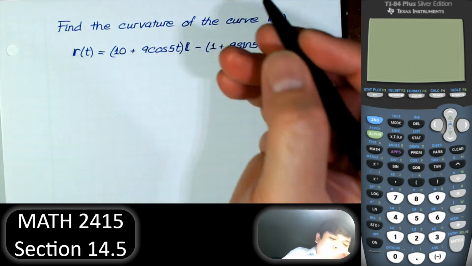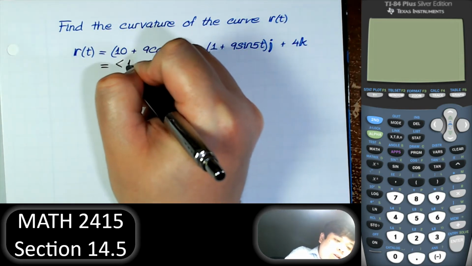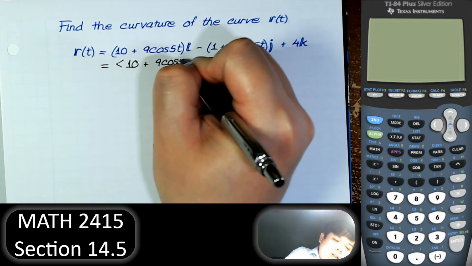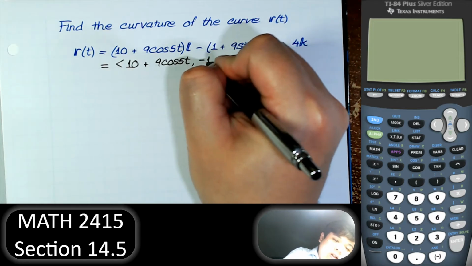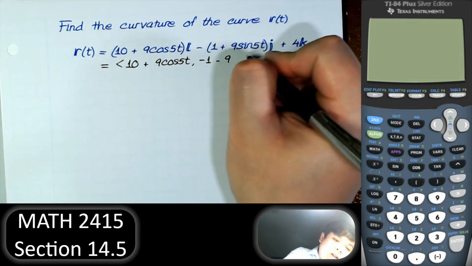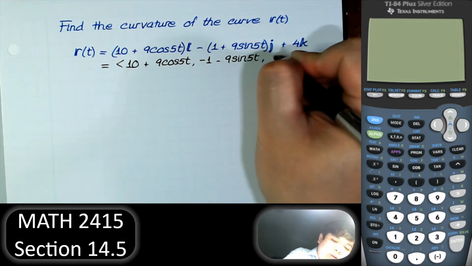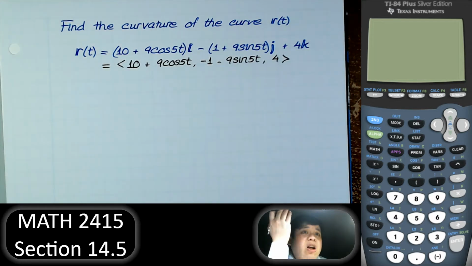So first, if you want to, we can write this in component form: 10 plus 9 cosine 5t, negative 1, negative 9 sine 5t, and then 4. Usually I prefer to write this notation. It certainly will be easier to type in the note.